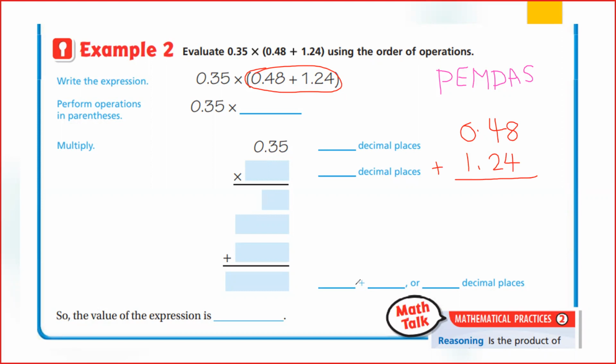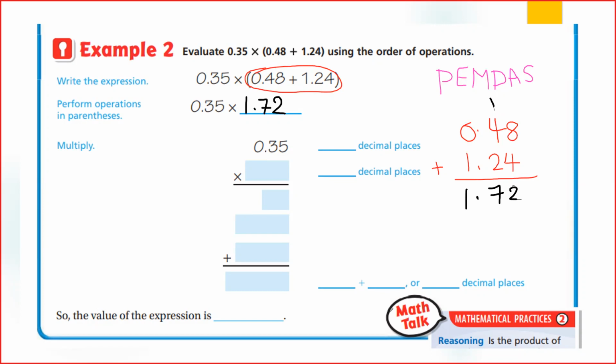8 plus 4, 12. Now, 4 plus 2 is 6, plus 1, 7. 1 plus 0? 1. So now, here, the answer is 1.72.